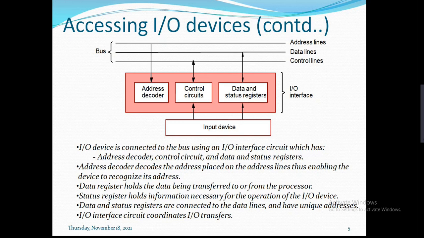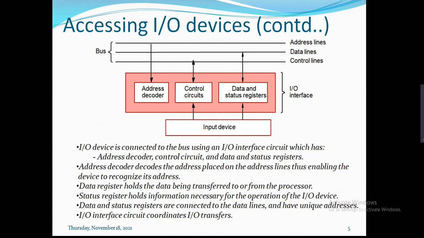Decoder. What is the function of decoder? It decodes the address. Whatever address comes on the bus, it decodes that address and tries to match it with the device address. If it matches, then that particular device will respond to the request. Next, control. Control signals, so that is whether the device is ready or not.